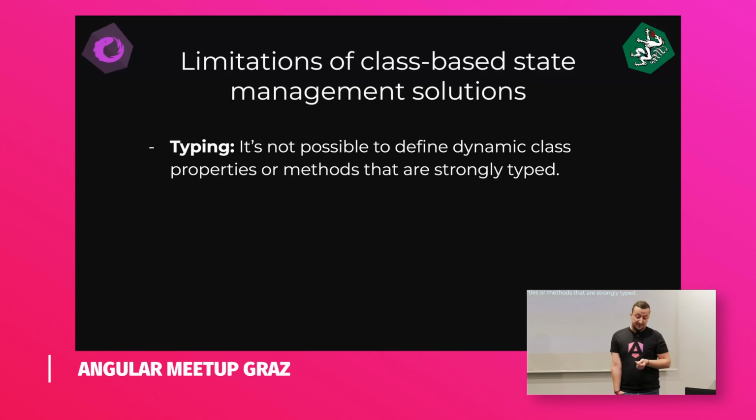So the first one is typing. It's not possible to define dynamic class properties or methods that are strongly typed.